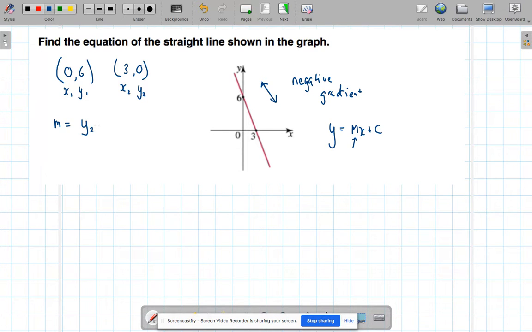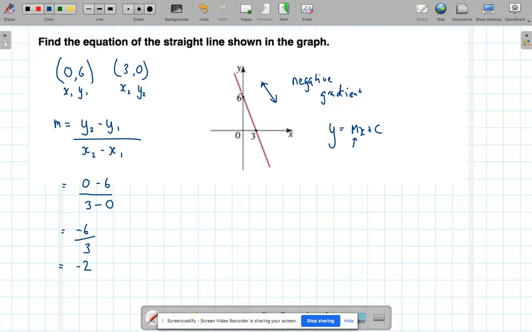And the formula is y2 minus y1 over x2 minus x1. Okay, so I'm going to put in the values that I've just labelled. My y2 is 0 minus y1 which is 6, over x2 which is 3, minus x1 which is 0. That gives me negative 6 divided by 3, and that is negative 2. So the gradient of this line is negative 2.